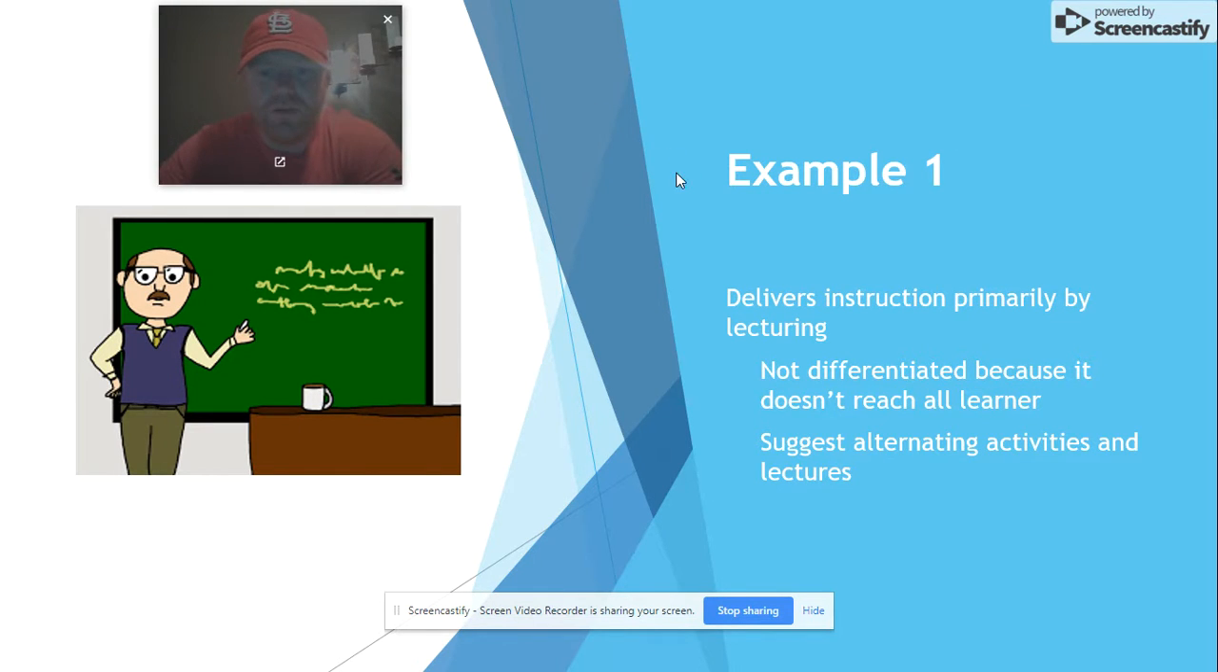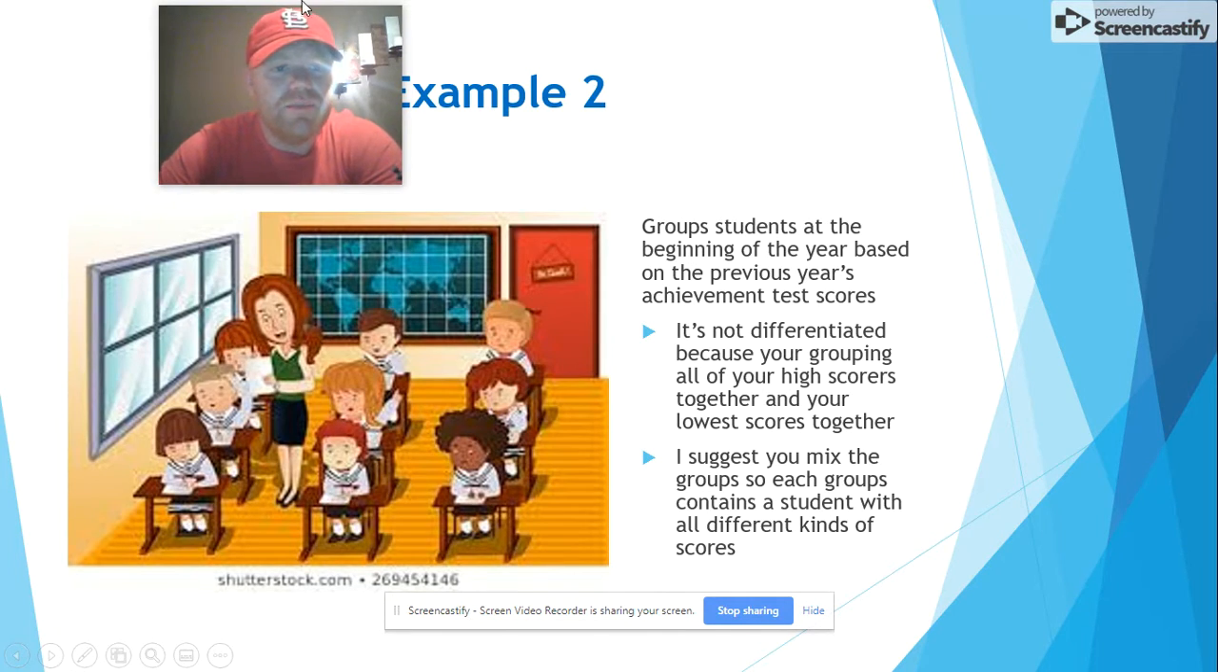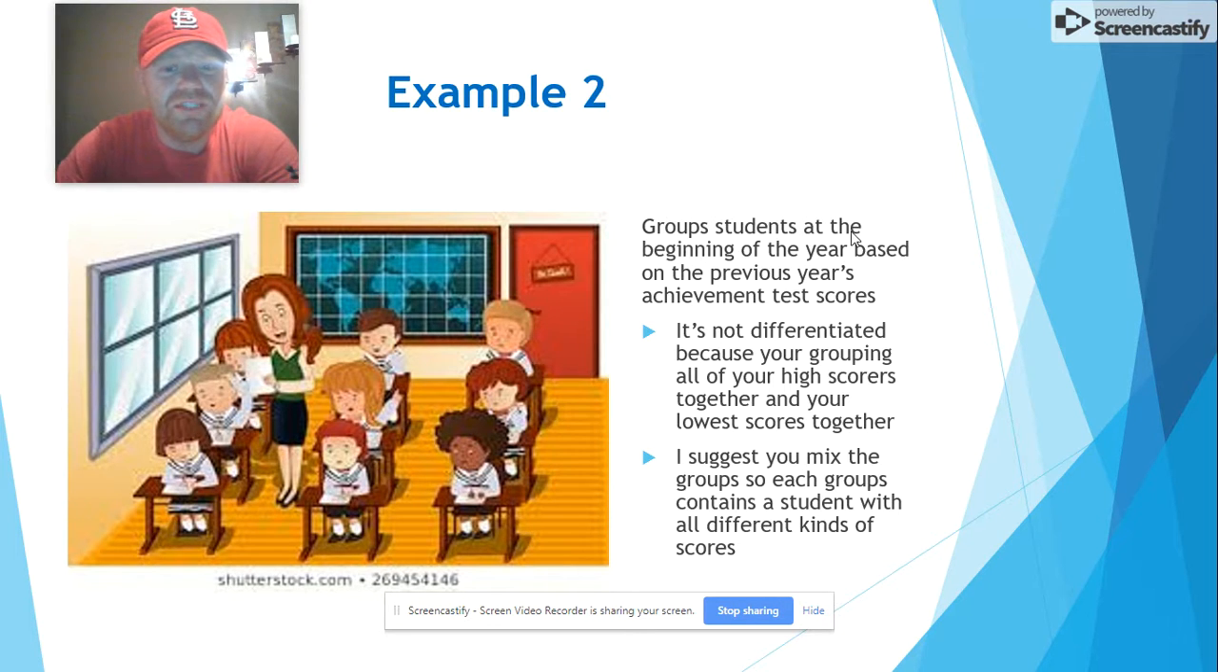Example two is to group students at the beginning of the year based on the previous year's achievement test scores. This isn't differentiated because one group will be all the high scores, another group will be all the medium scores, and the third group will be all the low scores. I suggest that you mix the groups so each group contains someone from different levels, and that's always beneficial to the students, I think.